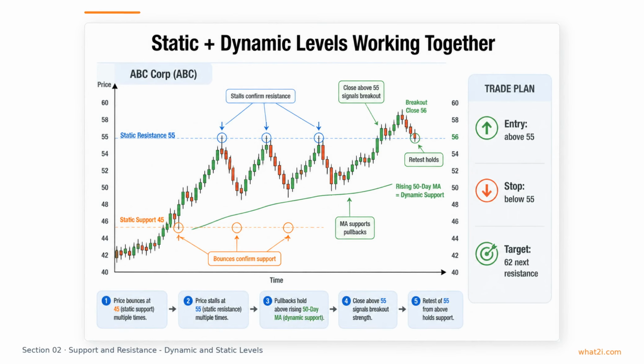Consider the ABC Corp example. If prices bounce several times near 45, that area begins to stand out as static support. If rallies repeatedly stall near 55, that creates static resistance. If a rising 50-day moving average keeps supporting pullbacks in between, you also have dynamic support working with the broader structure. A close above 55 would suggest a breakout from that range, but the more convincing version is often the one that later retests 55 and holds above it.